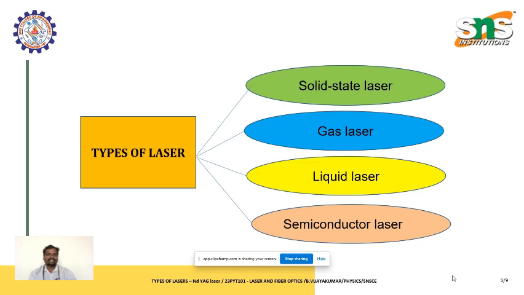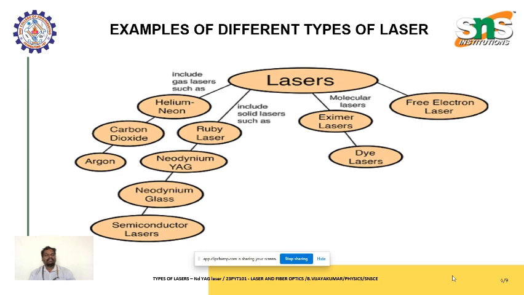First of all, we know the different types of lasers: solid state lasers, gas lasers, liquid lasers, and semiconductor lasers. Each of these lasers has different applications and different advantages. And we know the examples of different types of lasers.